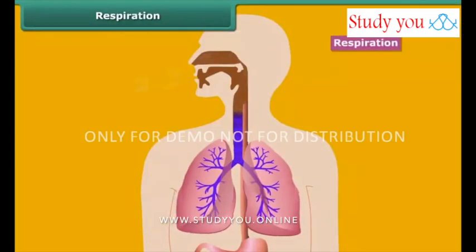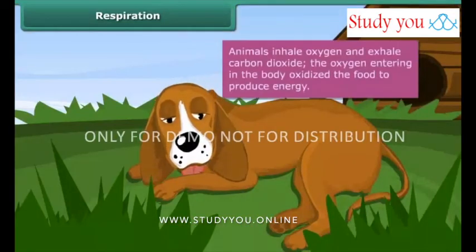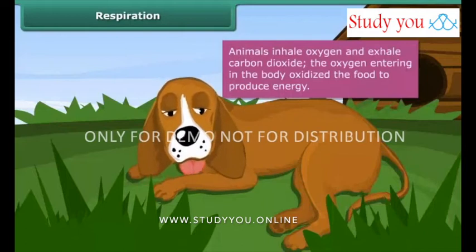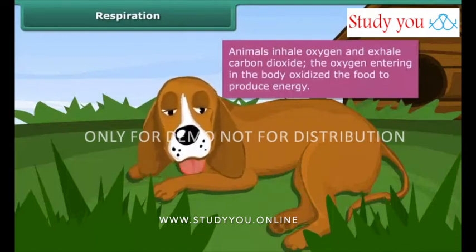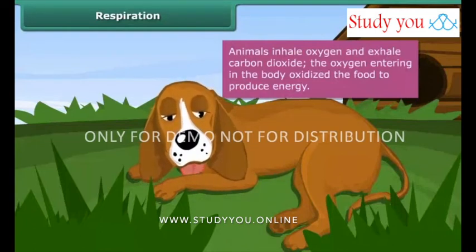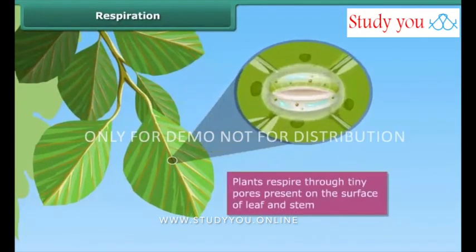Respiration is an important characteristic of living organisms. They require oxygen for the process of respiration. Animals inhale oxygen and exhale carbon dioxide. The oxygen entering in the body oxidizes the food to produce energy. This energy is further utilized by the body to carry out various life activities. Plants respire through tiny pores present on the surface of leaf and stem.